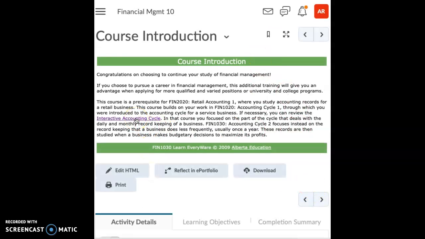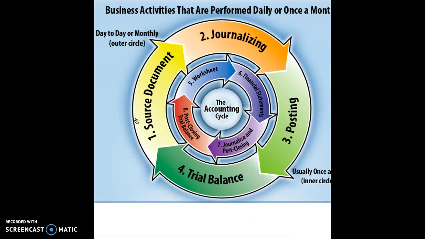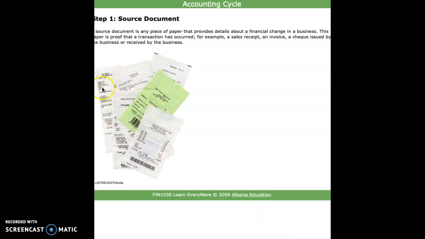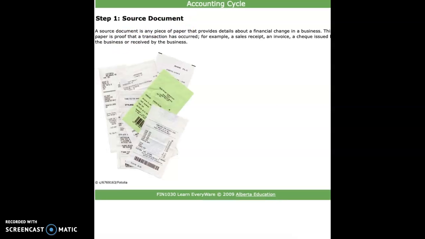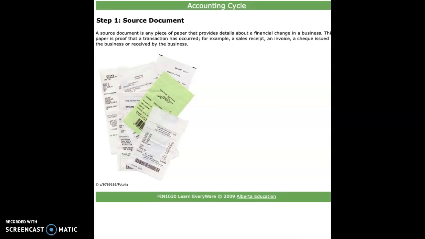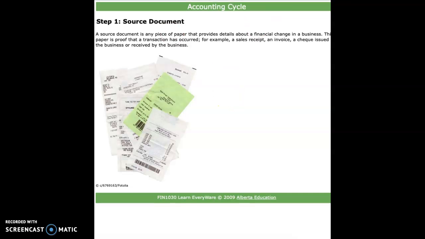Something really cool about this page is you can click on this button if you're in Safari and you'll get here. You should have seen this before, but what I really like about this is if you're confused about anything, you can have a lot more clarification. So for instance, what is a source document? All right, so source document. A source document is any piece of paper that provides details about a financial change in business. This paper is proof that a transaction has occurred. And it just gives you those really awesome examples one more time.